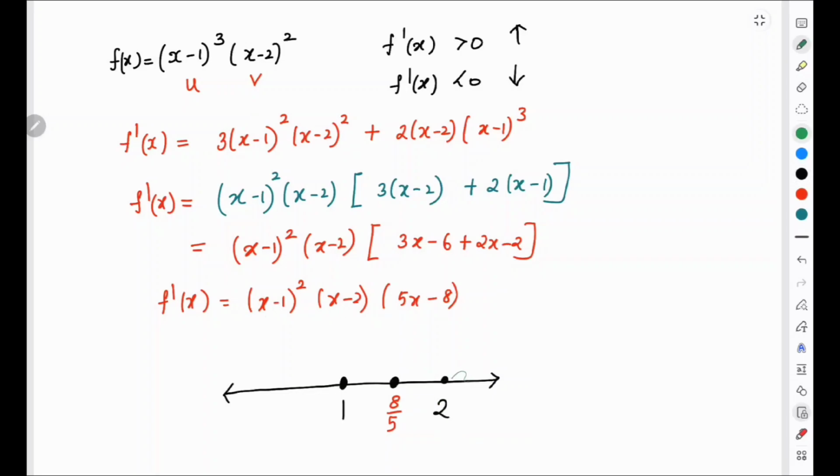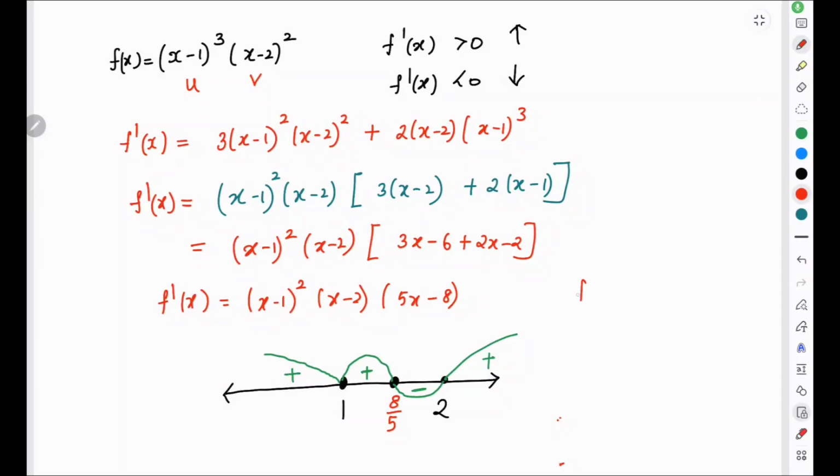So all the coefficients are positive, so you can start from positive. Then the power is odd, so change the direction. Again the power is odd, change the direction. And the power is even, so we will follow the same direction.